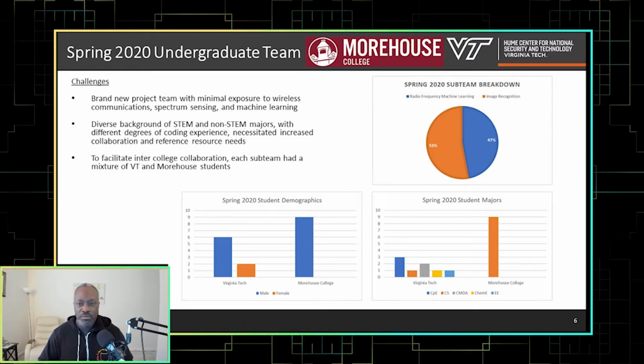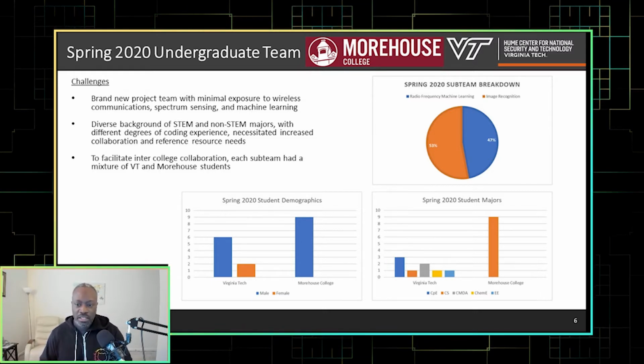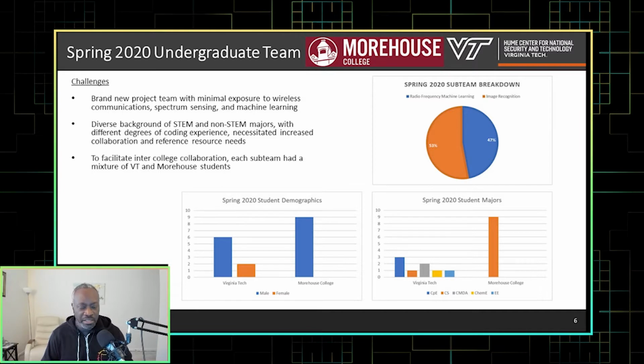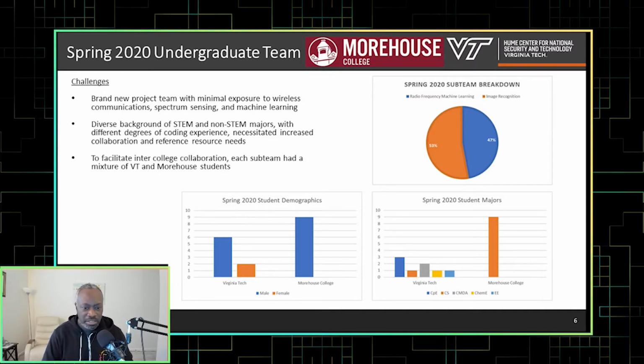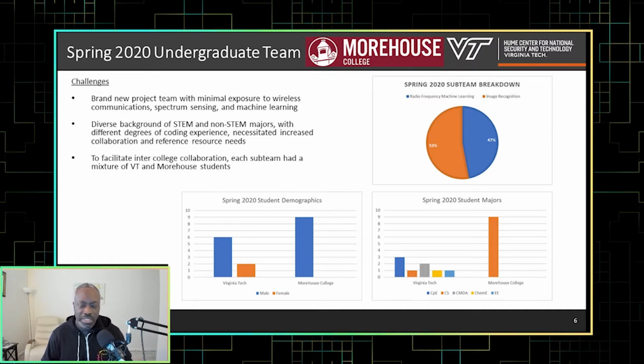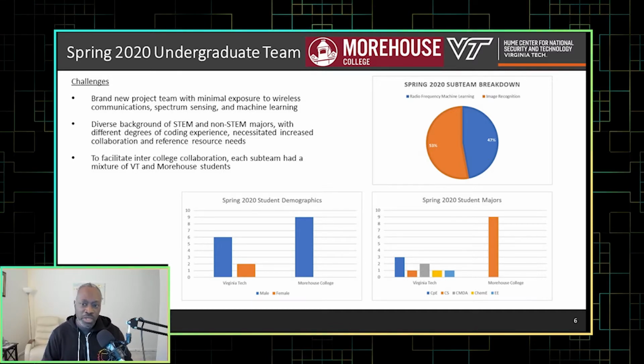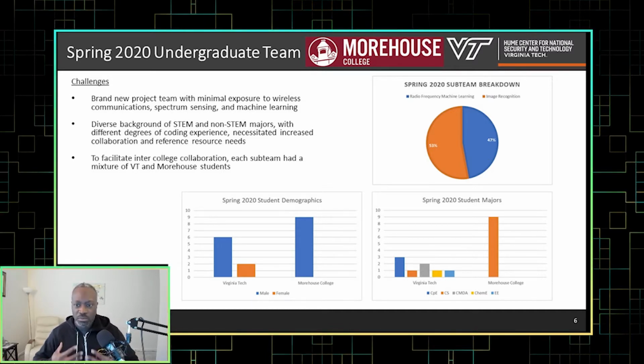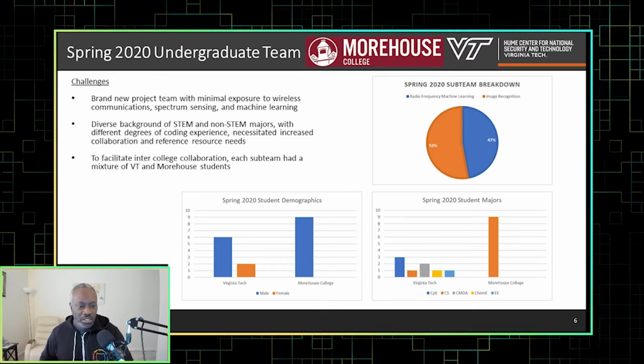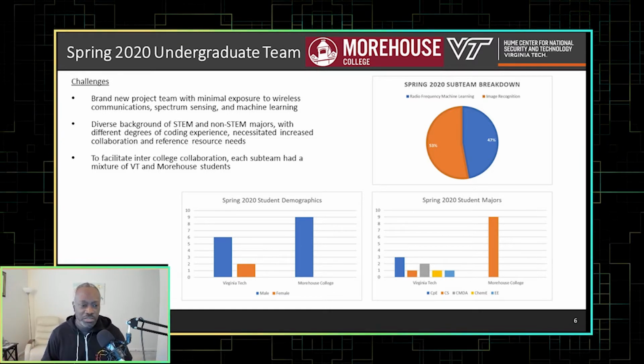From the Morehouse side, all the students were in computer science. On the Virginia Tech side, we had a variety of majors from CS to engineering to different space and also chemistry, right? And we can see the breakdown. We had way more males in this study than we had females. Of course, Morehouse is only a male college, whereas Virginia Tech is a co-ed experience.